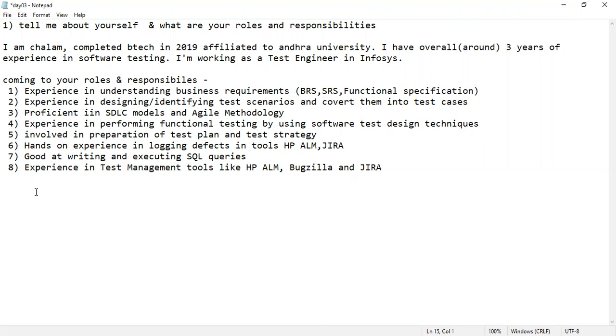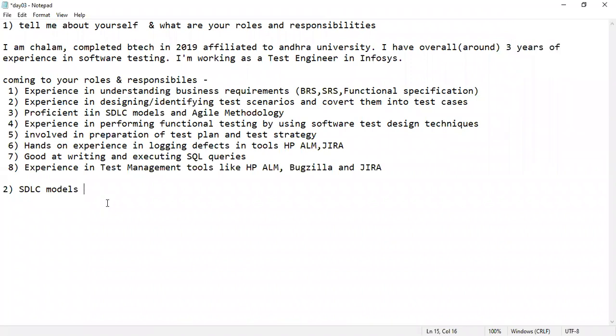Okay. So then our next question. First, done with the first one. Next, moving to the second one. What is the second topic as per our curriculum? SDLC models, right?